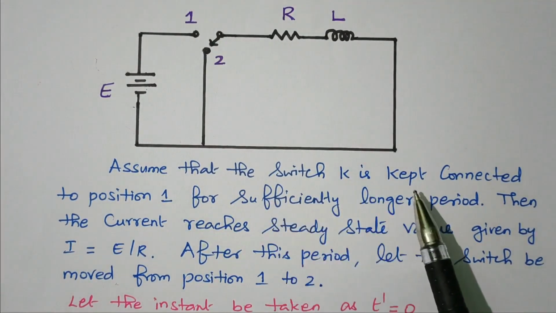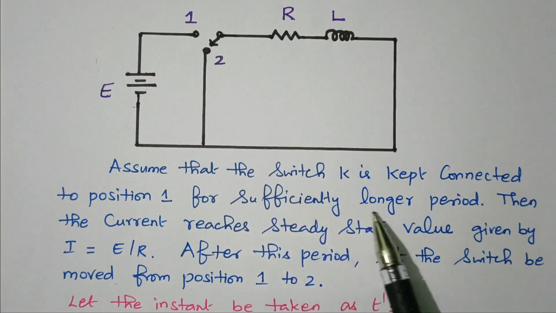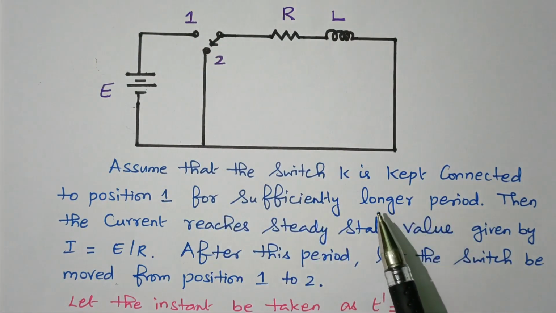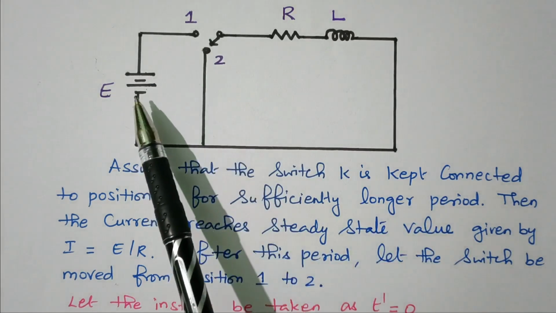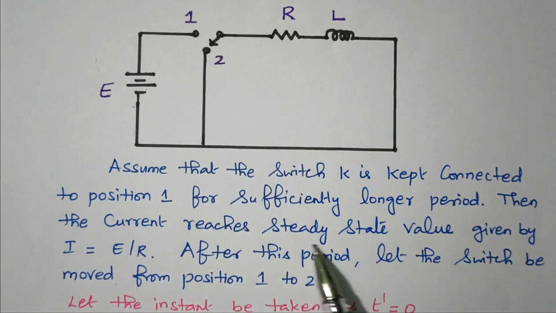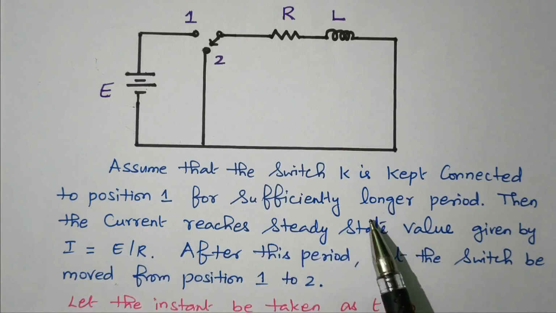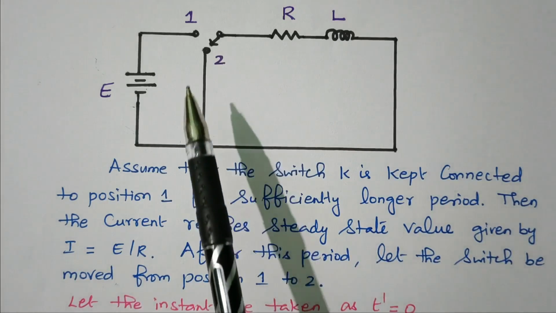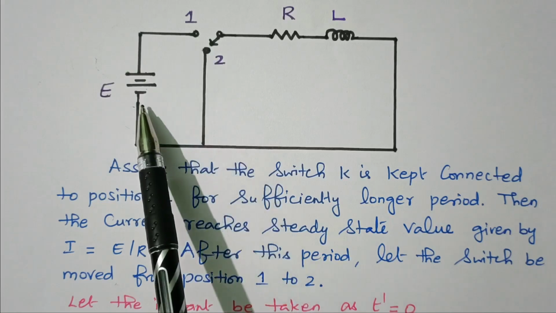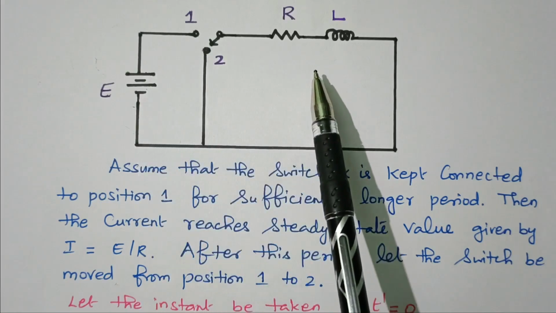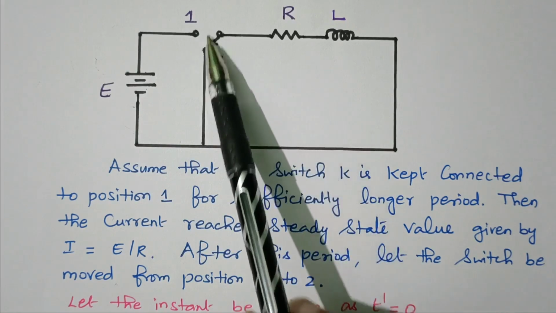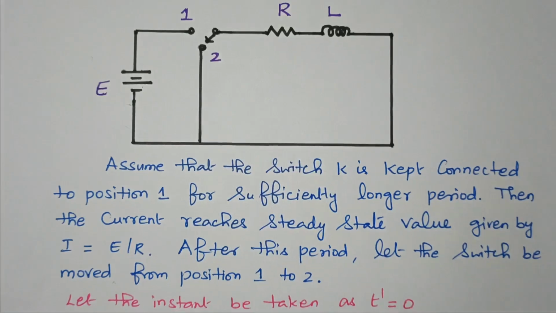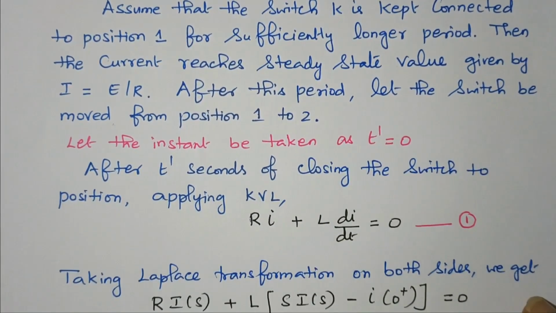Assume that the switch is kept connected in position 1 for a sufficiently long period, that is, connected with the DC source. Then the current reaches the steady state value, which is given by I equal to E by R. Due to the longer period, the current slowly increases and reaches the steady state value, that is nothing but E by R. After this period, let the switch be moved from position 1 to position 2.